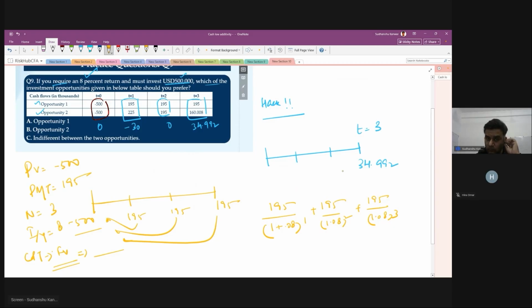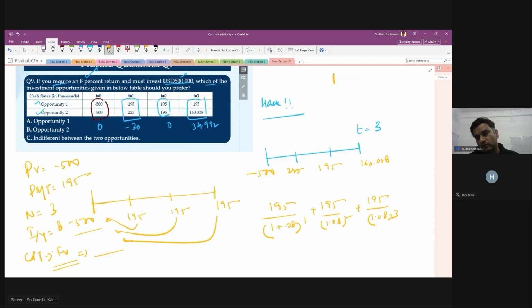Similarly, if you go here, you can do this one also. You do the same logic. I'm just telling you both things. Minus 500, 225, 195, and your 160 point. This is the easier version. You don't have to apply any logic. You can do the easier version by this. Then we'll come to the hack.